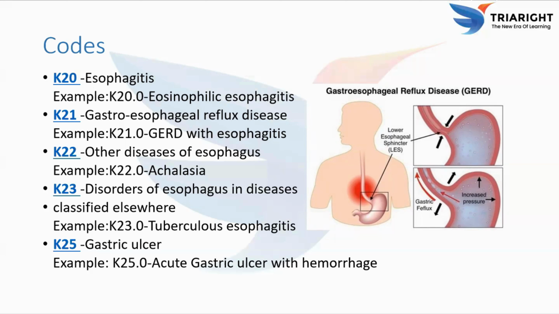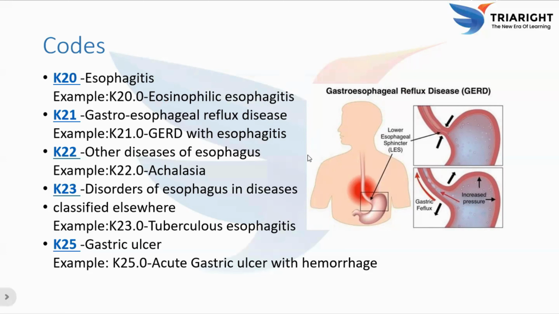For example, eosinophilic esophagitis. So what do you mean by eosinophilic esophagitis? It's a chronic allergic inflammatory condition of the esophagus. Esophagus means the tube. Here you can see the picture. It's a tube that connects the mouth to the stomach, right? So this esophagus consists of the lower esophageal sphincter as well as the upper esophageal sphincter.